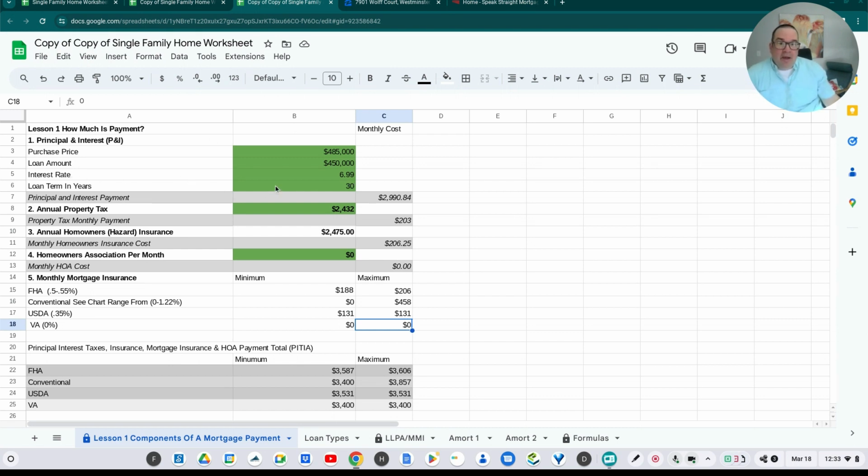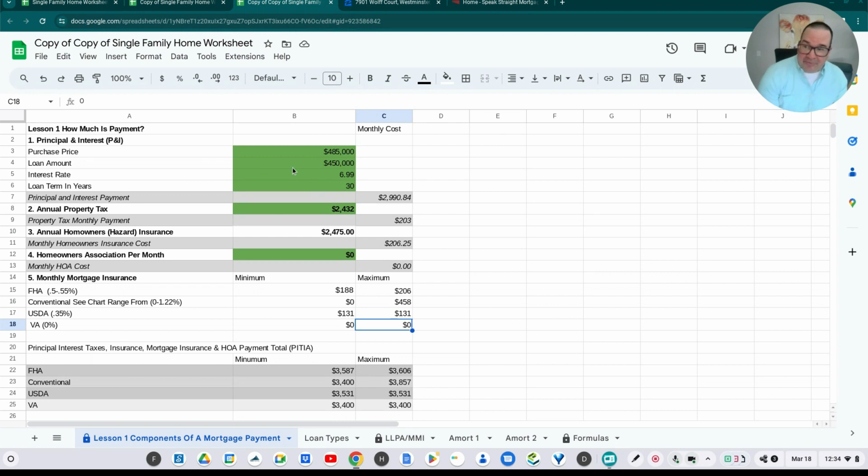The term: most mortgages are 30 years. You can get them shorter. You can get 15-year mortgages, 10-year mortgages, 20-year mortgages, but for the most part, the vast majority of people get 30-year terms, so that's why that's at 30.